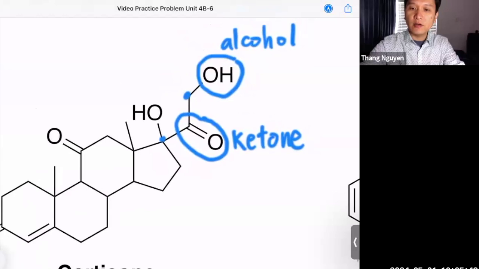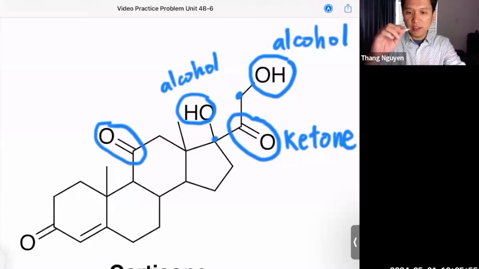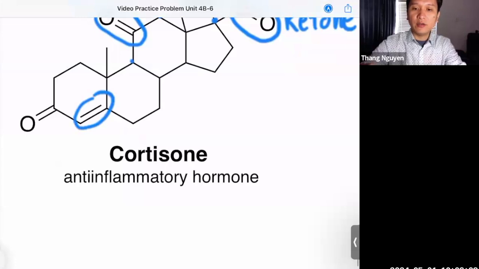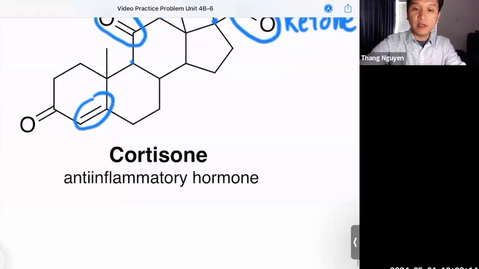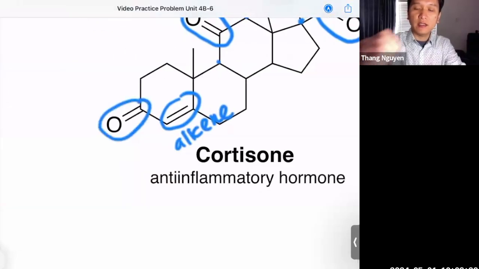ketone. This OH here is also an alcohol. Again, we have here a carbonyl, a CO double bond with 2 carbons attached to the carbon of the carbonyl. So we call this a ketone. Right here, we have 2 carbons doubly bonded. We call this an alkene. And again, that CO double bond with carbons on the side, we call that a ketone.